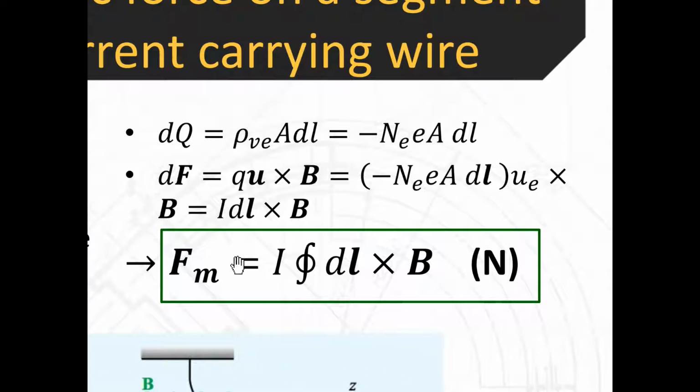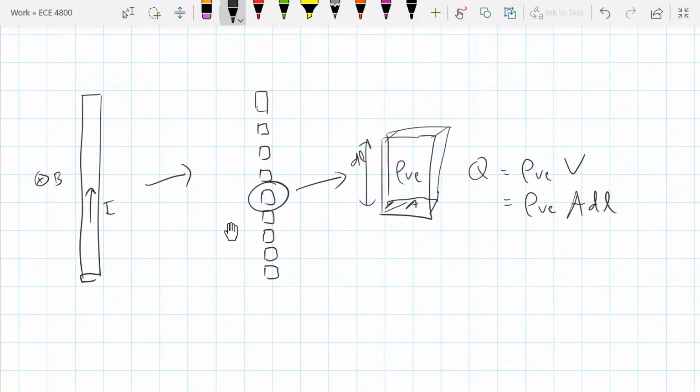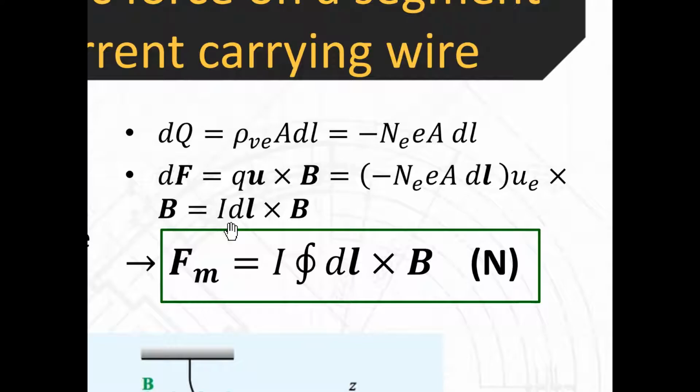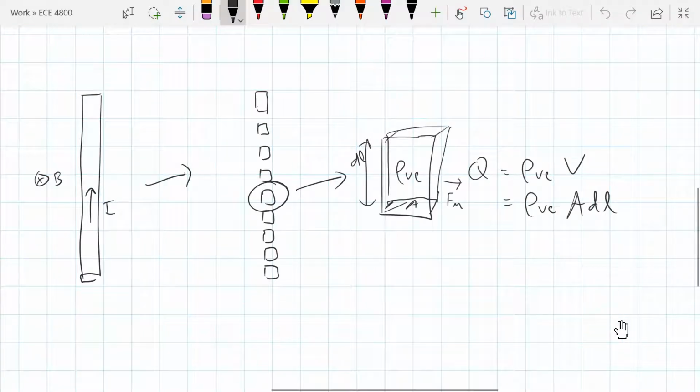All right, so the total force, remember dF was just the force in that little segment. Each one of these little segments is experiencing a magnetic force, and that magnetic force, we'll call this dF, is equal to I times dl cross B.